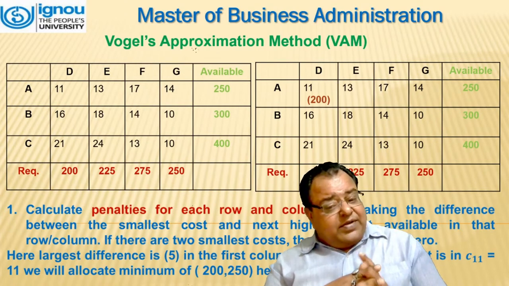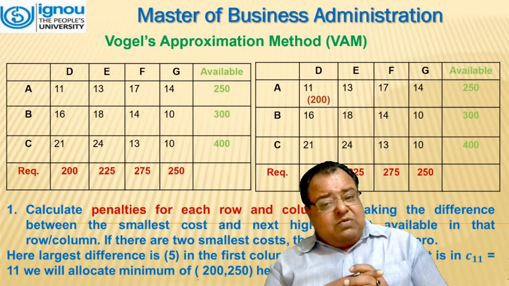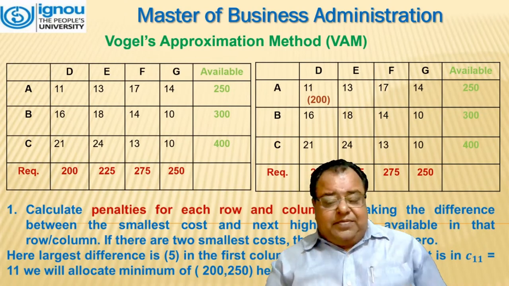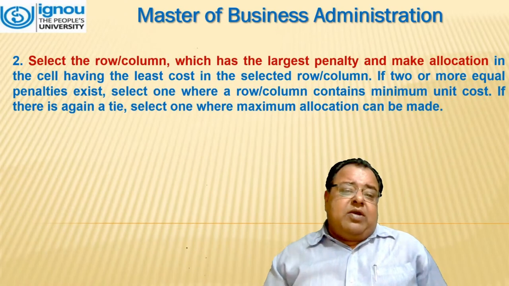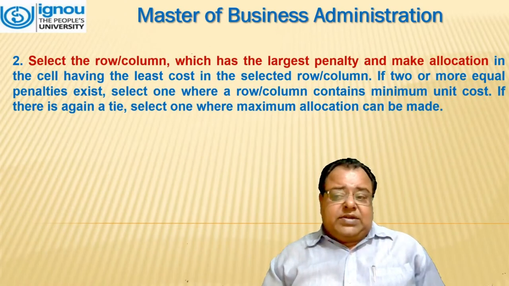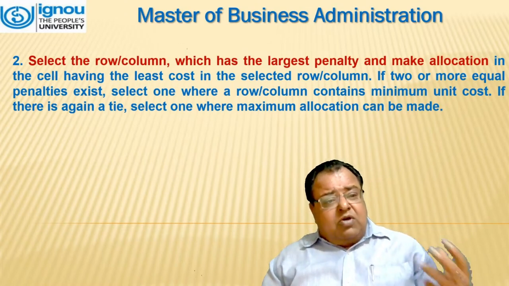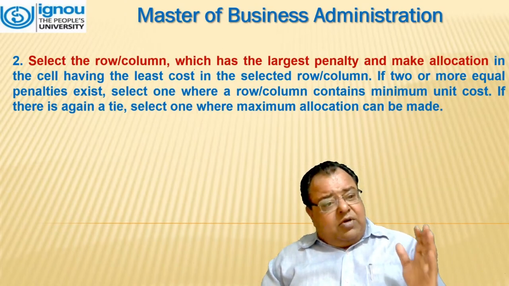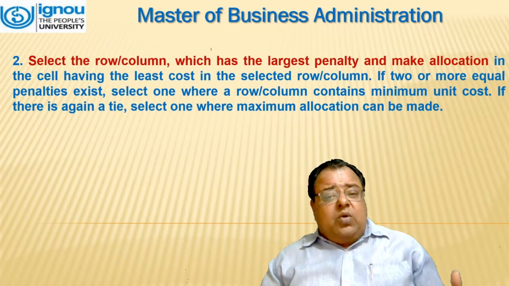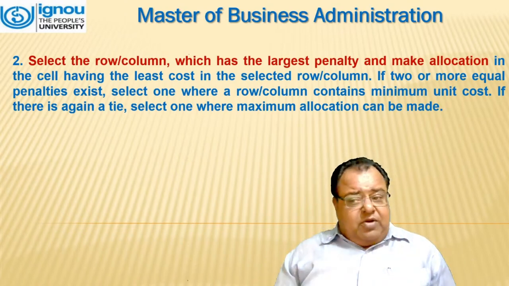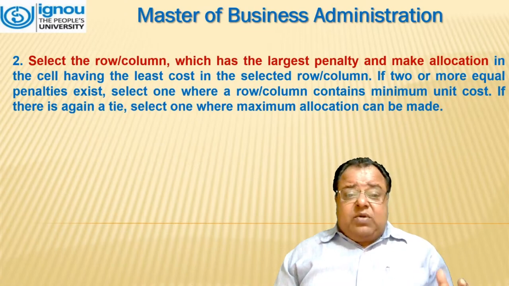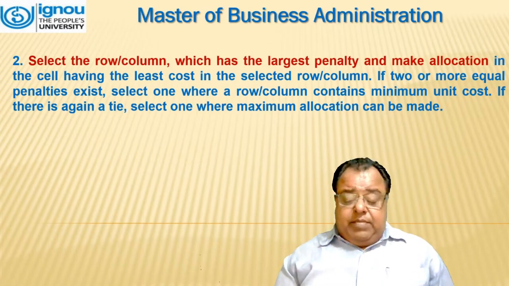21 minus 16 is 5. As the minimum cost is in cell C11, that is 11, we will allocate the minimum of 200 and 250 here. The minimum is 200, so we have allocated. Moving further, select the row and column which has the largest penalty and make allocations in the cell having the least cost in the selected row or column. If two or more equal penalties exist, select the one where the row or column contains the minimum unit cost. If there is again a tie, select the one where maximum allocations can be made.